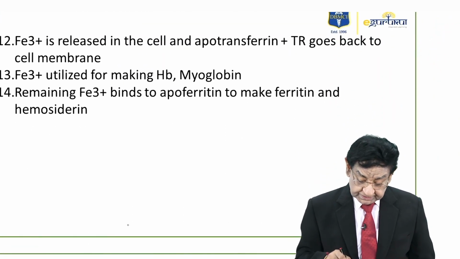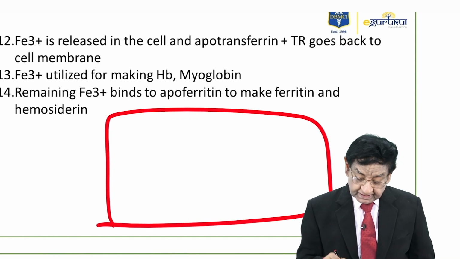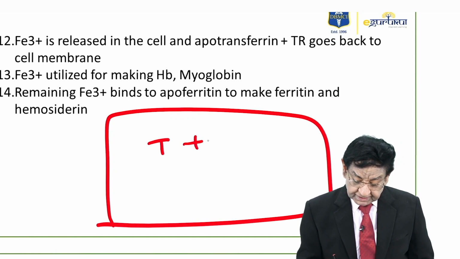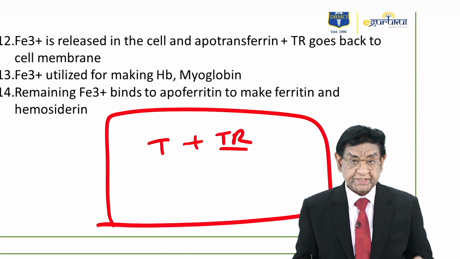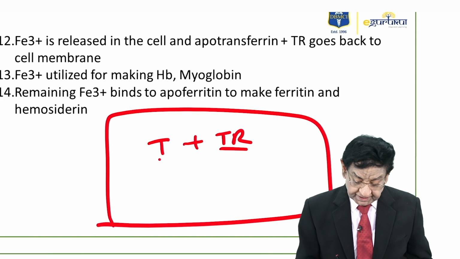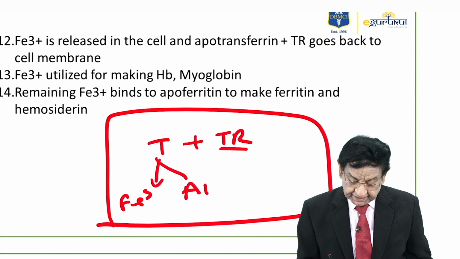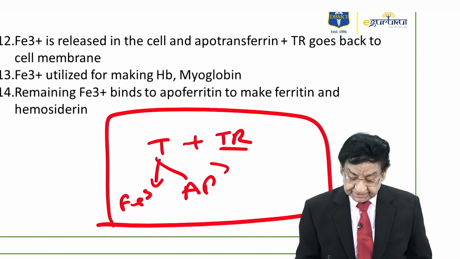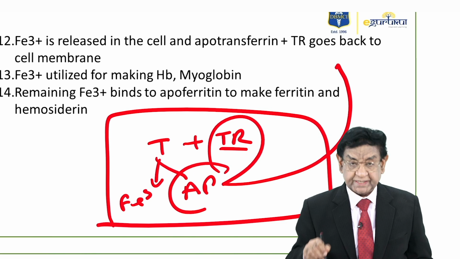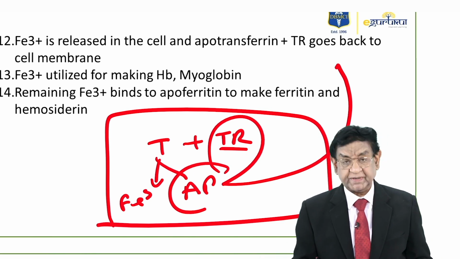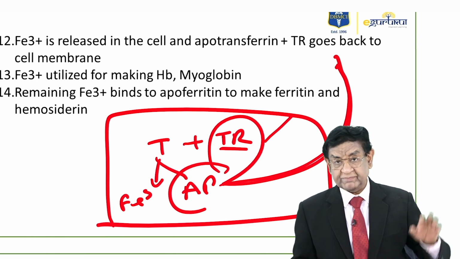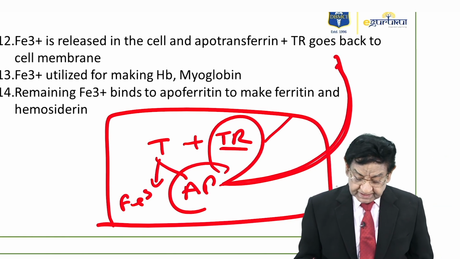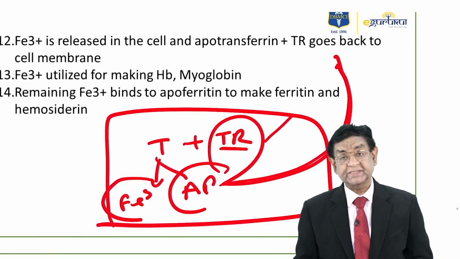So this is the cell, and here TR is the transferrin receptor, and T is the transferrin, which is a combination of ferric and transferrin. It will again break down to ferric and apotransferrin. AP stands for apotransferrin. These two will go back outside the cell. The transferrin receptor will again go to the cell membrane, and this apotransferrin will go back to the blood and will get more and more iron. The net result is that in the cell only ferric is left.